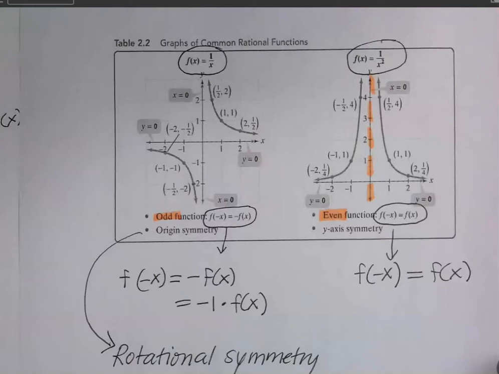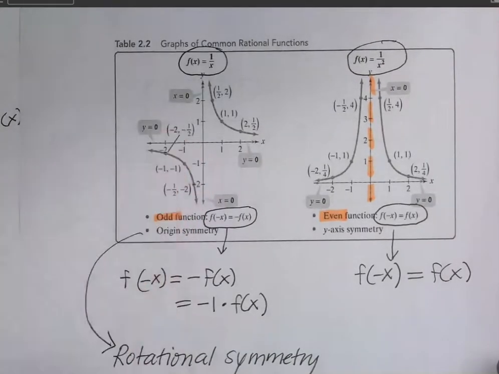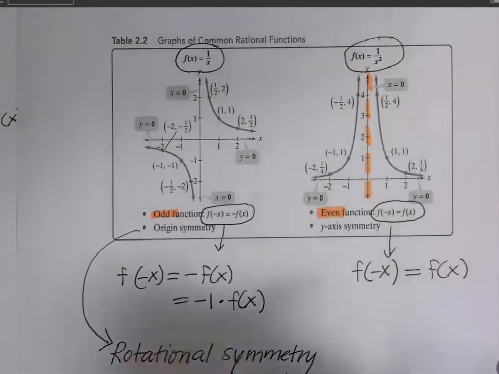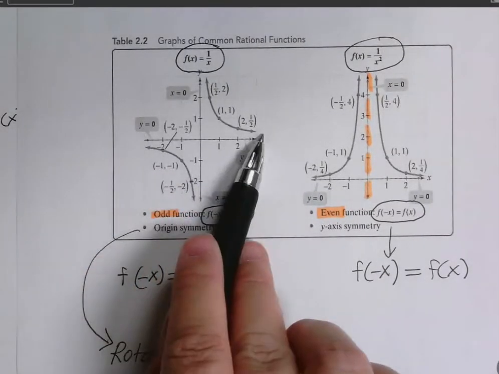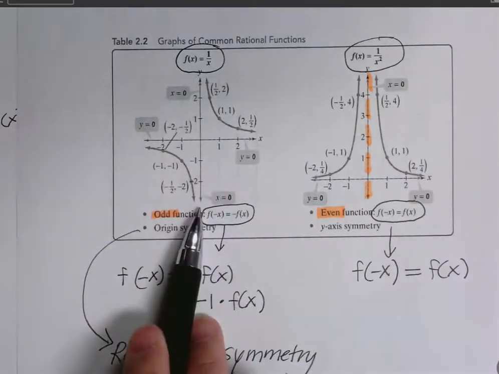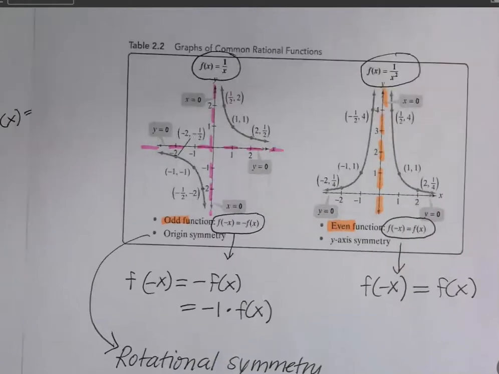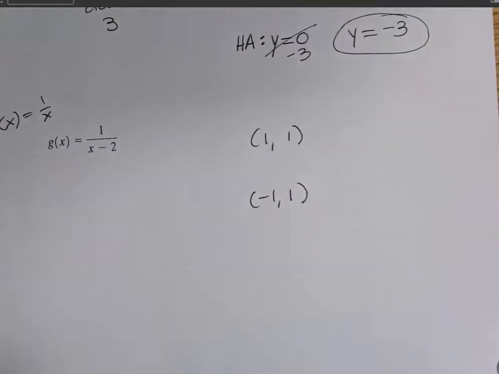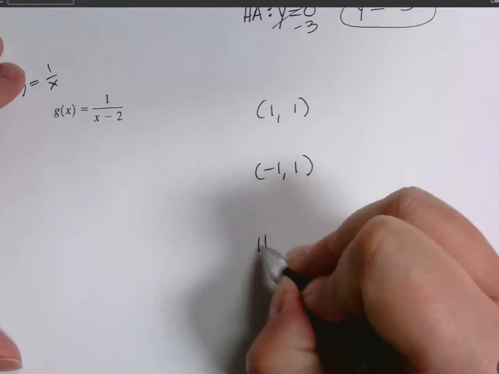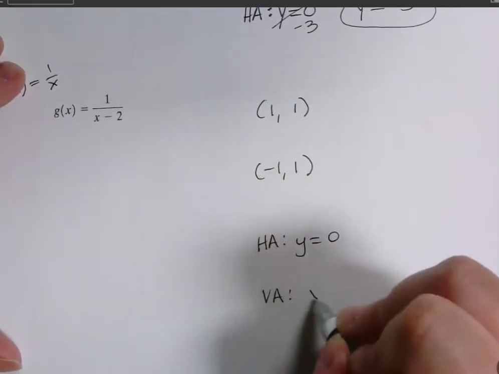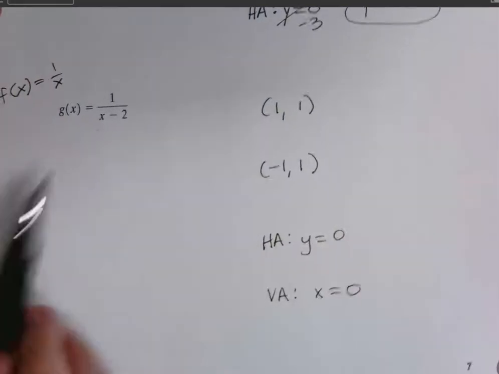And notice here that on this parent function, I have 2 asymptotes. I have a horizontal asymptote at y = 0, and I have a vertical asymptote at x equals 0. Just made those a little bit easier to see. Okay, so those are the things I'm going to be shifting here. I've got a horizontal asymptote at y equals 0, and a vertical asymptote at x equals 0.